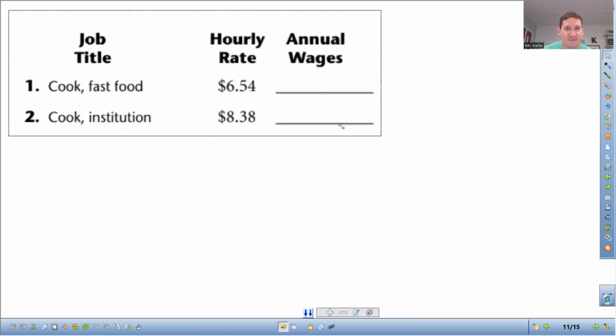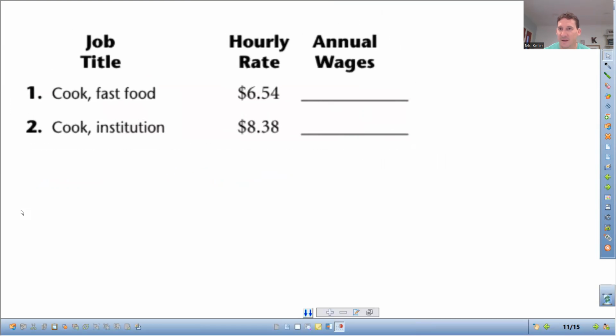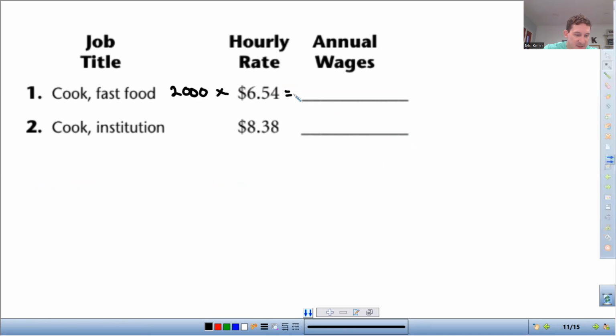So fast food cook, $6.54. Like I said, that's about how much I made at my very first job when I was in high school. $6.54. What you're just going to do is take that 2,000 hours per year, multiply that by that hourly rate. So 2,000 times 6.54 comes out to $13,080.